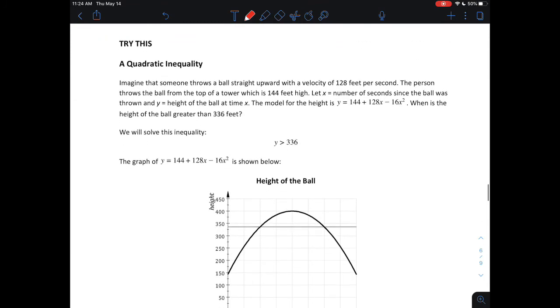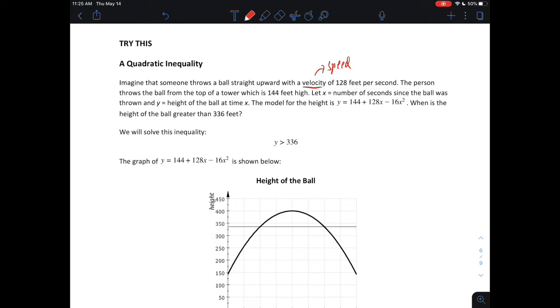So we're going to try this with what is called a quadratic inequality. What we were looking at before were linear inequalities. So this is going to be a little bit more above that. So the situation that we'll look at is, imagine that someone throws a ball straight upward with a velocity of 128 feet per second. Velocity is the same thing as the concept of speed. So they throw this ball up in the air and it has a certain speed to it, 128 feet per second. The person throws the ball from the top of a tower which is 144 feet high. Let x equal the number of seconds since the ball was thrown, and let y equal the height of the ball at time x. The model for the height is y equals 144 plus 128x minus 16x squared.